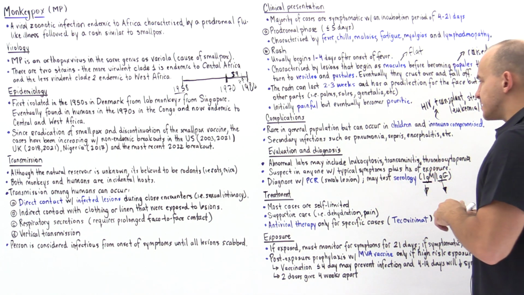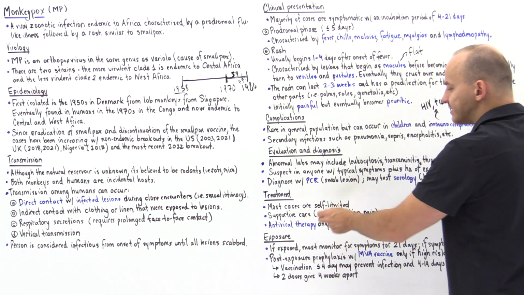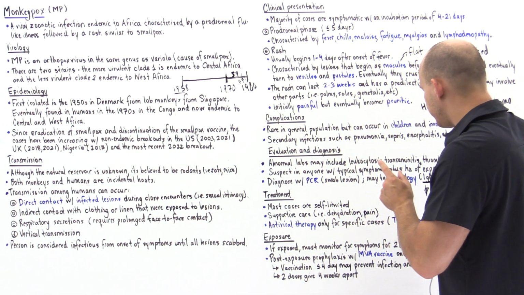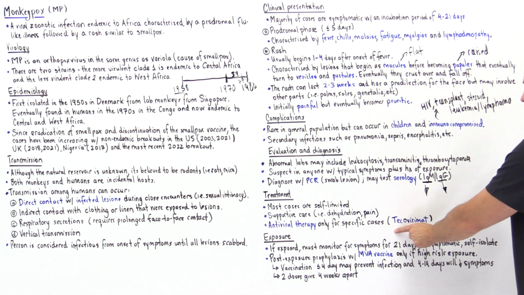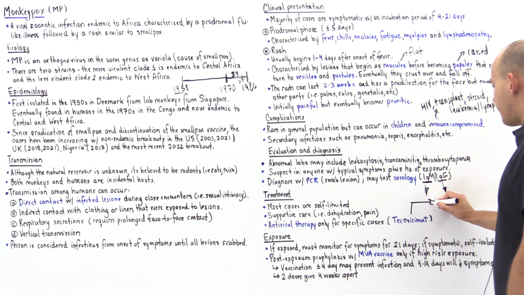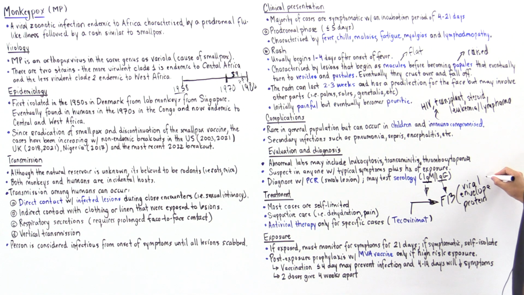But in some cases, especially in the immunocompromised population, in children and in pregnant patients, we actually can treat with antiviral therapy. And currently, the first-line treatment for monkeypox is a medication known as tecovirimat. So tecovirimat is an antiviral medication that blocks a protein known as F13. So this is a viral envelope protein, so it's a protein found on the envelope of the virus that is needed to infect cells.